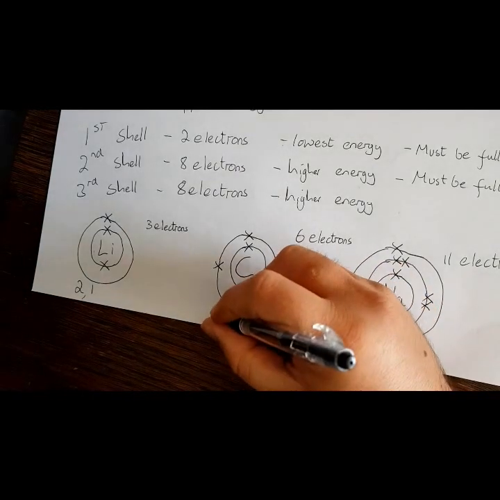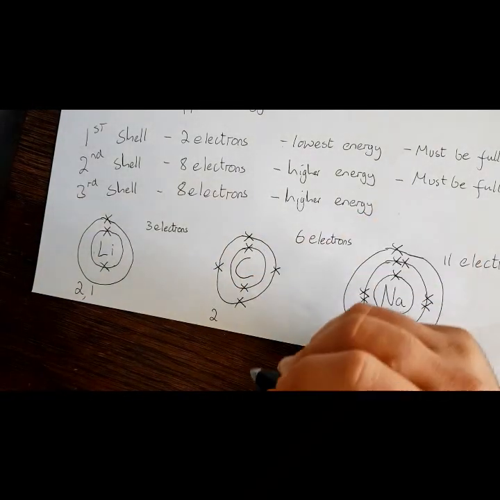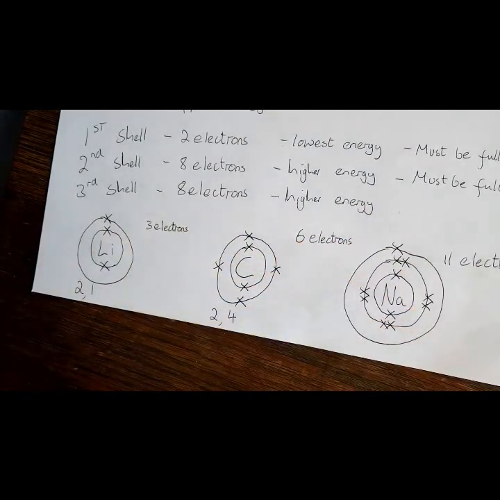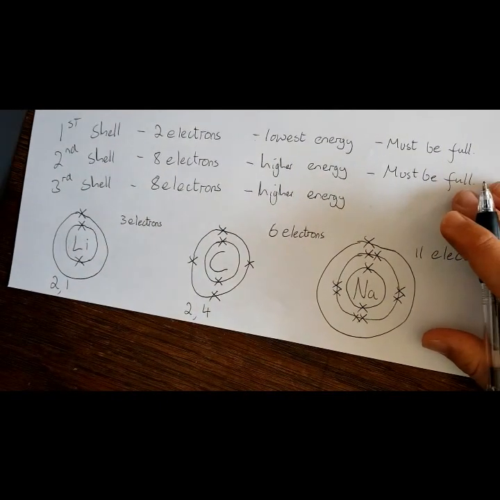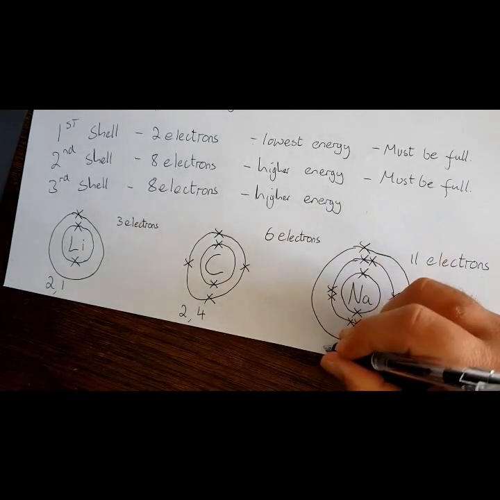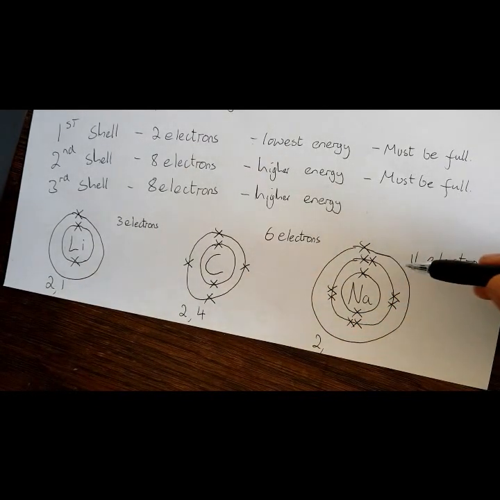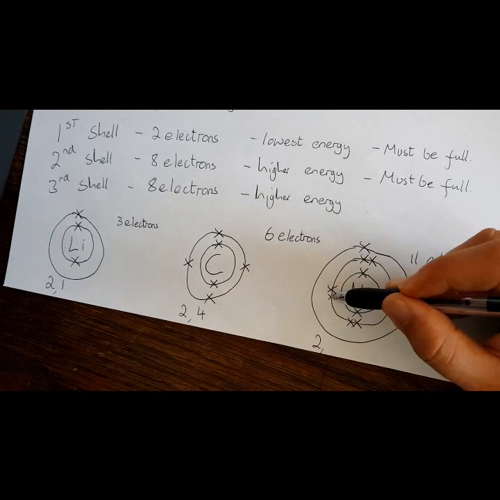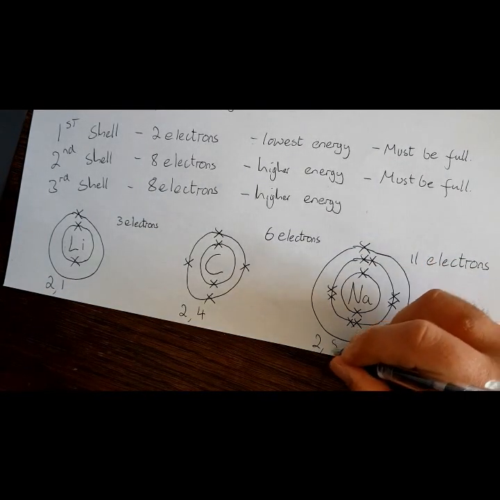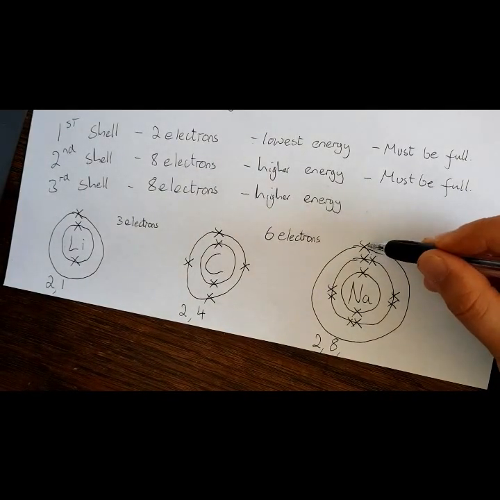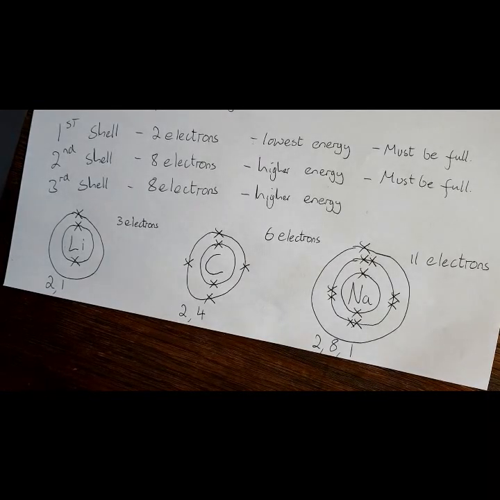We're now going to look at carbon. Again, I've got 2 in my first shell. I can draw a 2. I'm going to count up in my second shell. 1, 2, 3, 4. So I've got 2, 4. It's my electron structure for carbon. I'm now going to count up for sodium. I've got 1, 2 in my first shell. I'll draw number 2. My next shell, I've got 1, 2, 3, 4, 5, 6, 7, 8. So I'll write the number 8. And in my final shell, I've got 1. So my electron structure for sodium is 2, 8, 1.